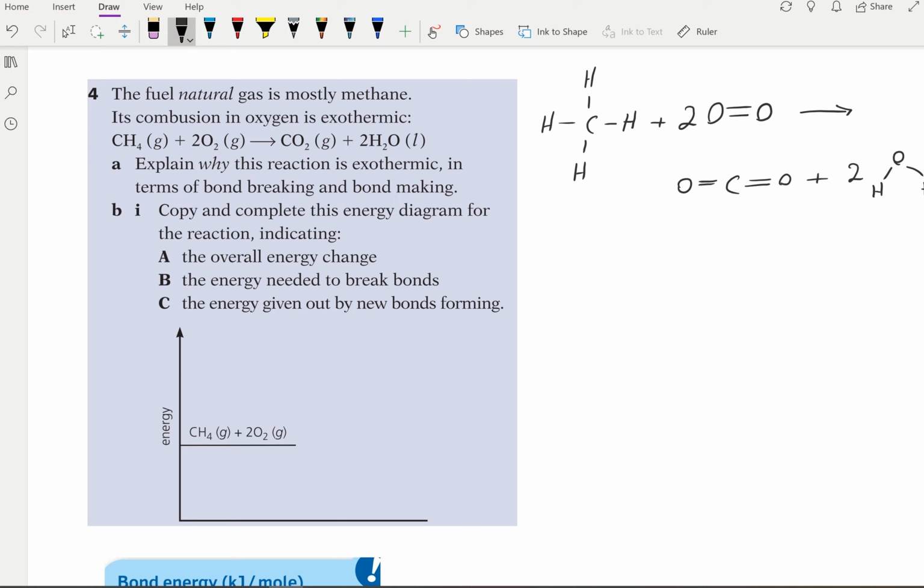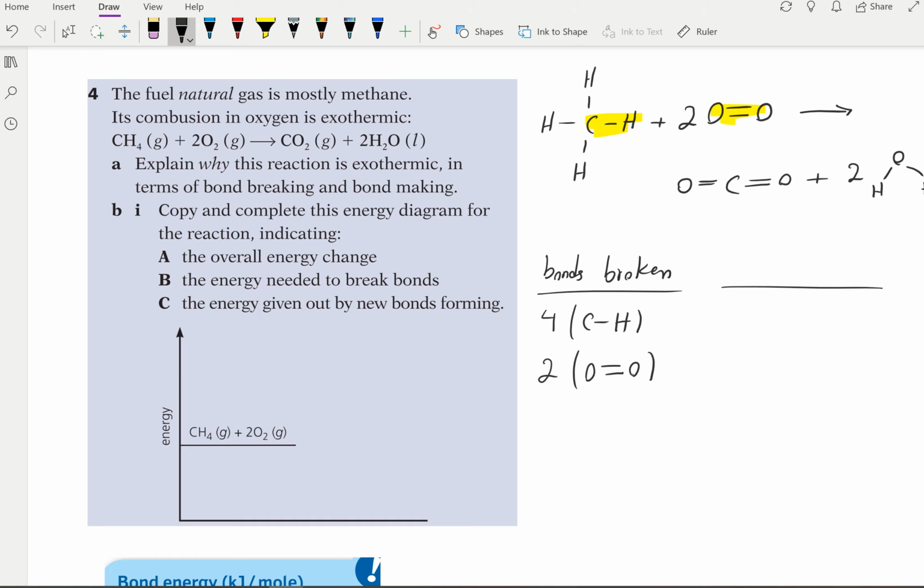So what are the bonds which are being broken? So the bonds broken, we can see that we have four C-H bonds that need to be broken, and we have two O double bond O.